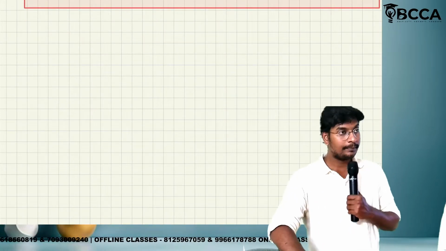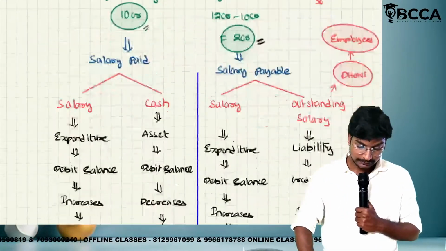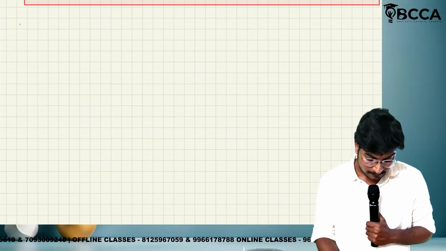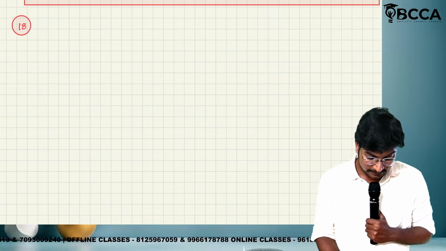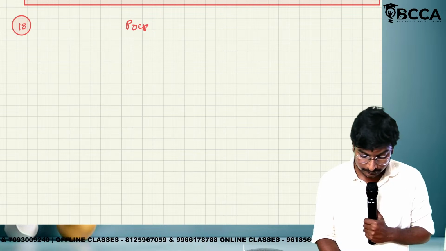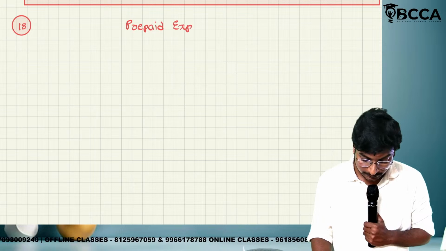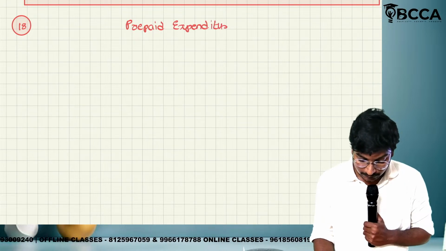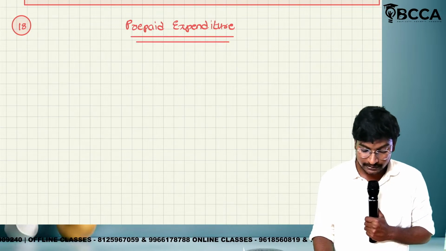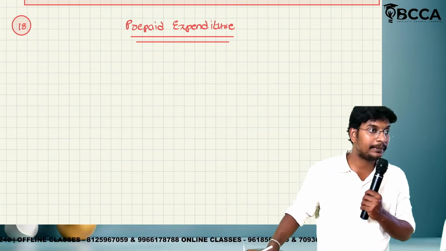Next one, prepaid expenditure. What is the transaction number? 18. The transaction number 18, prepaid expenditure. What is the meaning of prepaid expenditure? The expenditure paid in advance is called a prepaid expenditure.